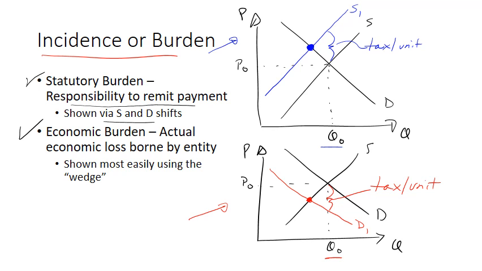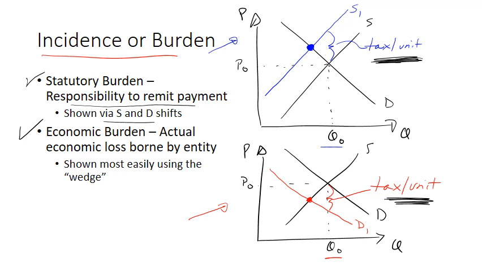The general public often talks about a tax in terms of statutory burden. There's a tax on so-and-so, and that means they have to pay it. They're right if they mean they have to send the check to the government, but they're probably wrong if they mean that that party has to pay the entire tax by themselves. In both the cases that we've looked at here, suppliers wanted to raise their price by the amount of the tax, and consumers would have liked to have lowered the price they pay by the amount of the tax.